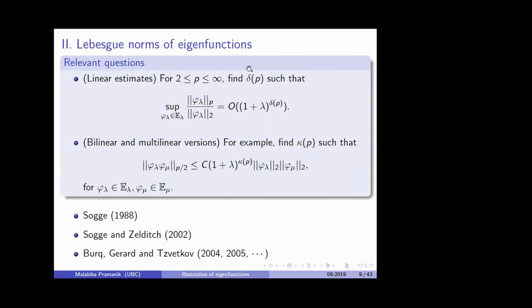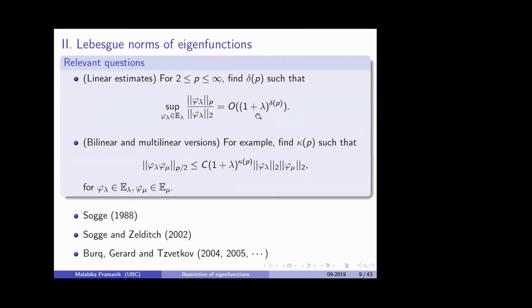Another way of measuring growth of eigenfunctions is via Lebesgue norms. Since capital M is compact, by Hölder's inequality, we know that the L^p norm of any function on M has to be larger than the L2 norm if p is larger than or equal to 2. But is there a cap on the growth rate of eigenfunctions?